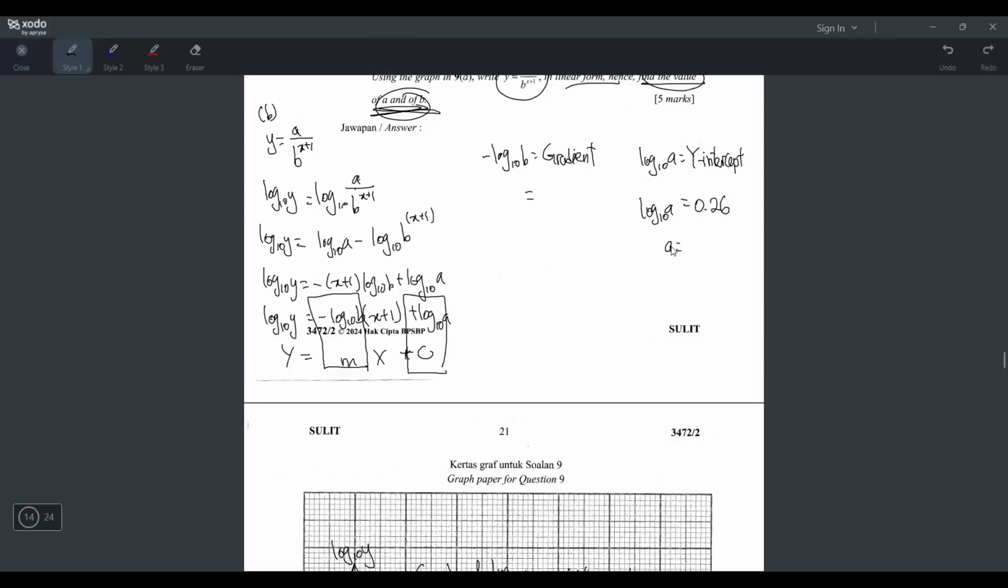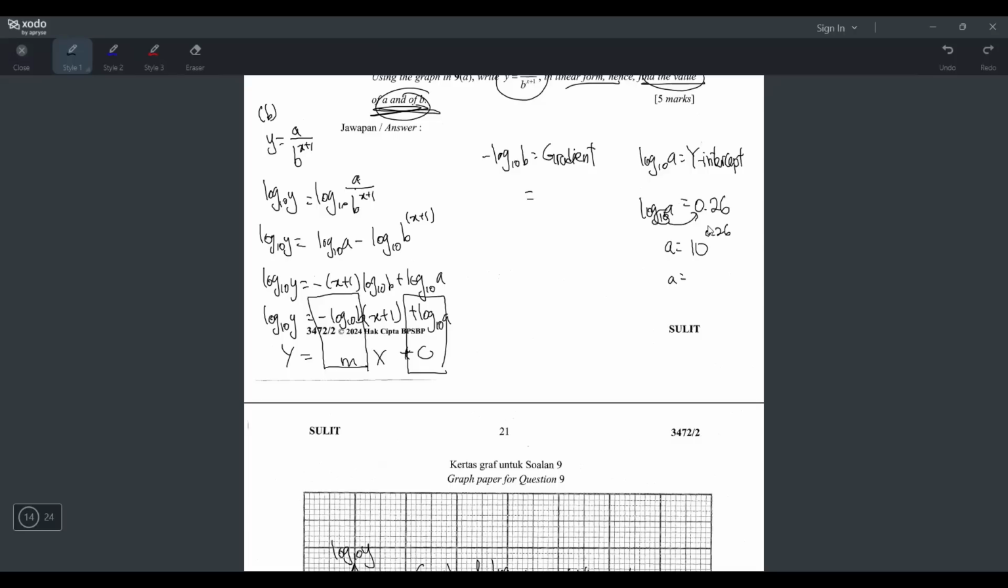You have to do anti-log. Do you remember how to do anti-log? Anti-log means you will pindah the log base to the other side, and when you do that, the log base becomes the number base. So it becomes 10 power 0.26 macam ni. So you can tekan this in your calculator, 10 power 0.26. So 10 power 0.26, saya dapat 1.819700859.